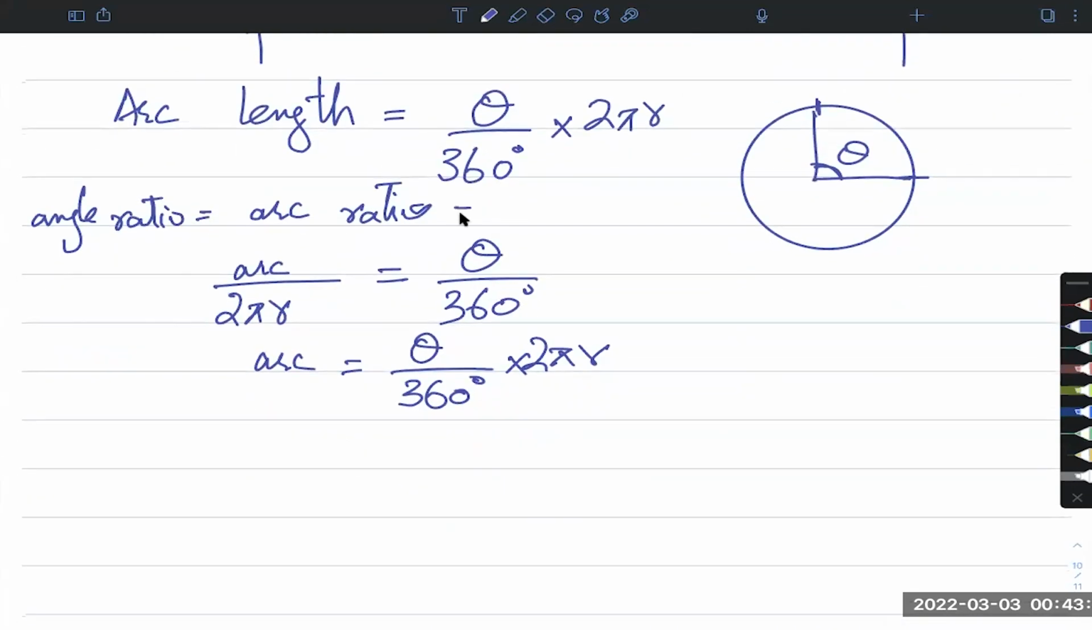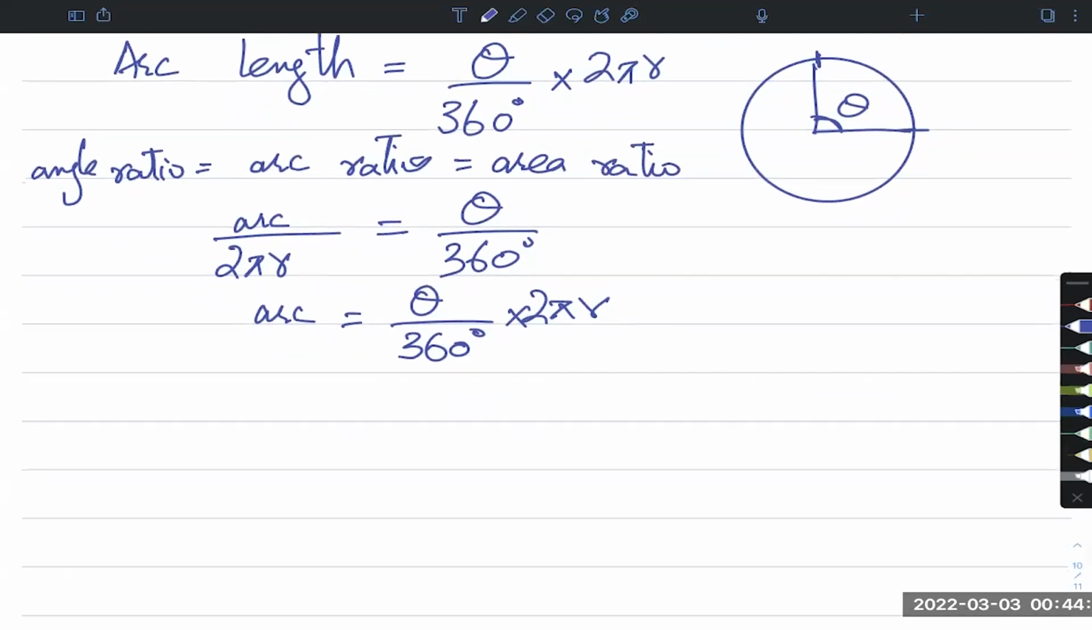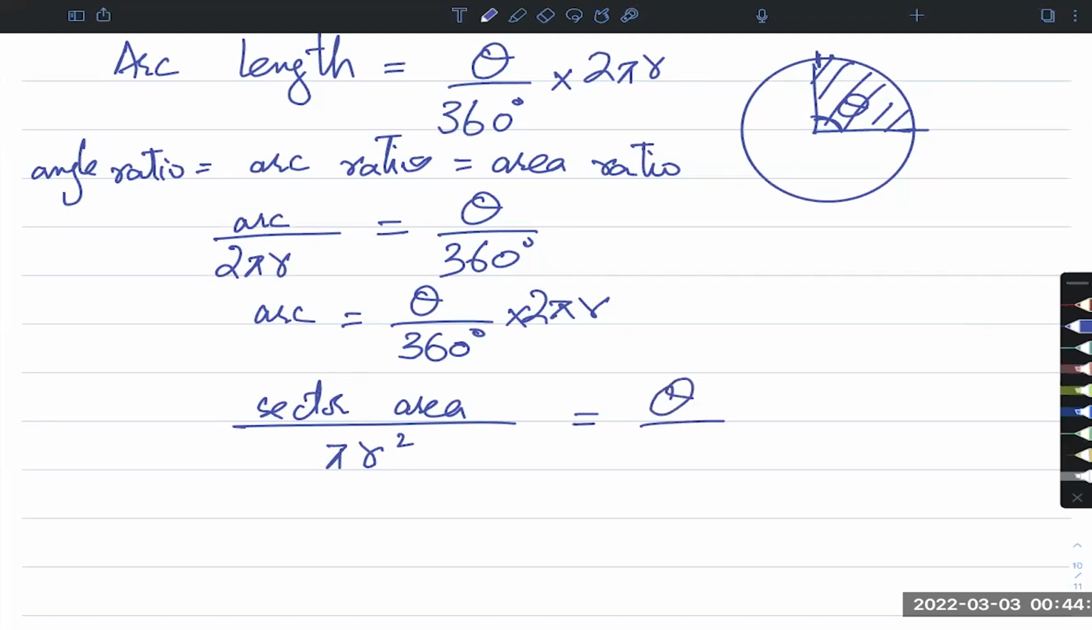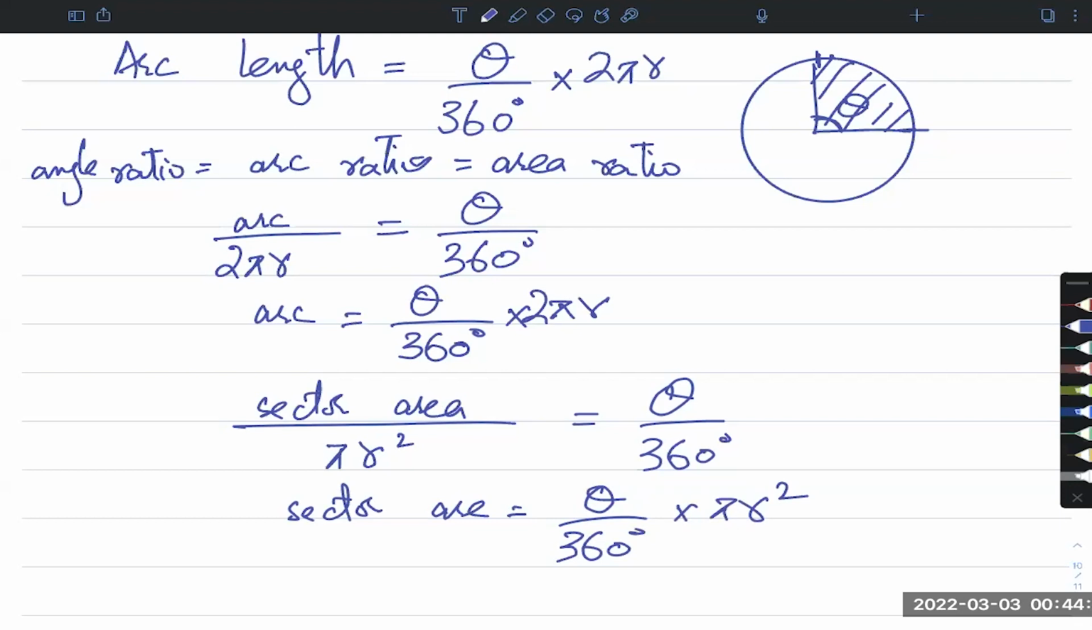Similarly, this thing can be extended to area ratio. Okay, the ratio of area is also in the same manner. So my sector, which is this portion, my sector area compared to my total area of the whole circle, that's pi r squared, is same as the angle to the total angle, 360 degrees. So that gives me sector area is equal to theta over 360 degrees into pi r squared.